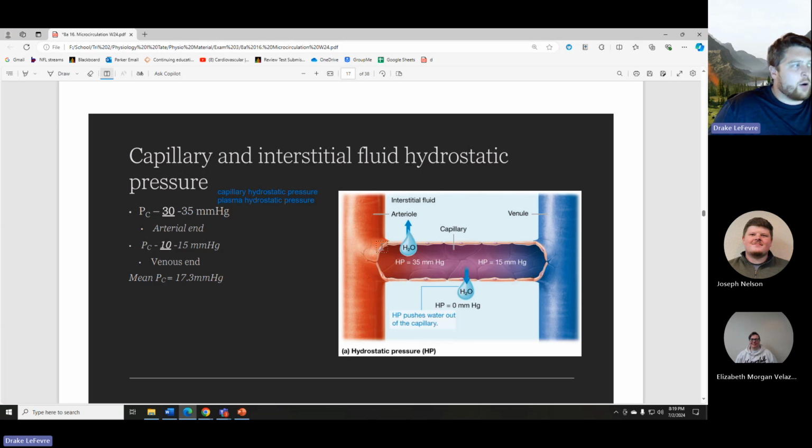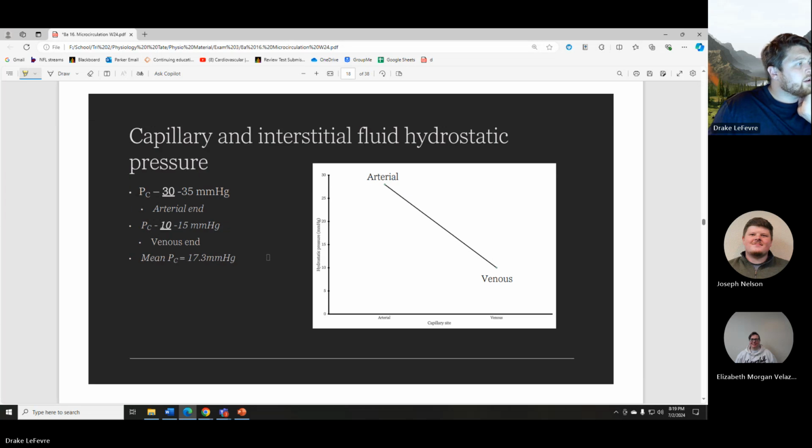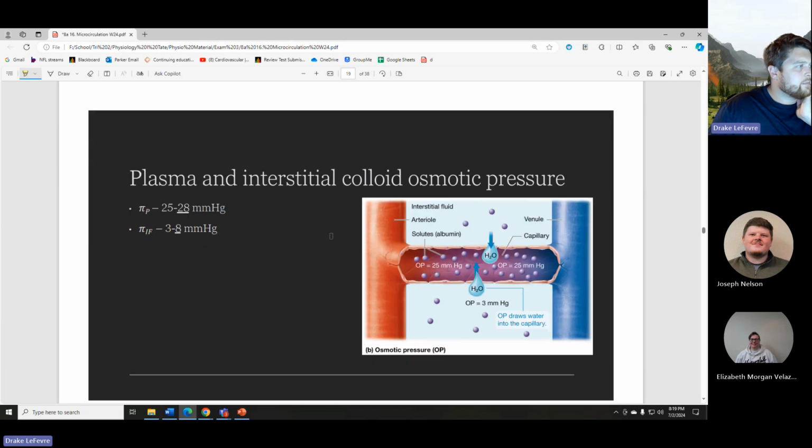And fluid is going to be coming out on the arterial side because of the hydrostatic pressure. We get a mean value. They like to have this be a test question, like what's the mean value of hydrostatic pressure? Hydrostatic capillary pressure, 17.3 millimeters of mercury. They like to use that number in test questions, so just make sure you remember that one. I'd remember the 30 as well on the arterial end and the 10 for the venous end. They're just saying the exact same thing.